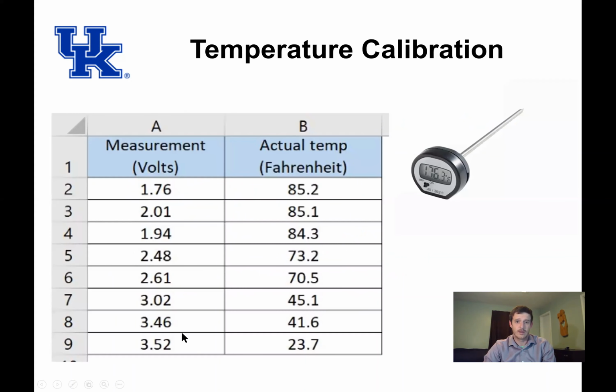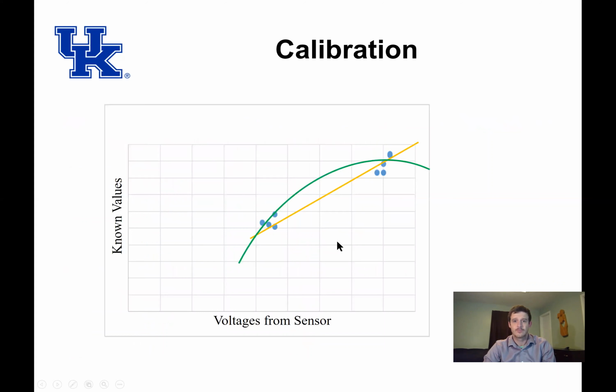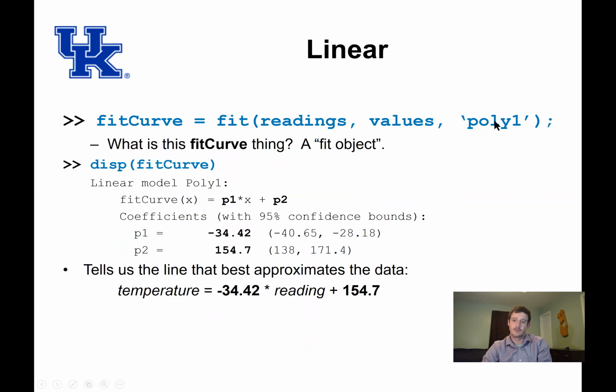So we have one set of values here, another set of values here. And then it's going to give us our best fit line. It's then going to predict what the best fit line is, and gives us our standard formula right here. And we just know that P1 is 34.42 and P2 is 154.7. And so if we get a new reading, we plug it into this equation, and we can get out the actual temperature that it has.